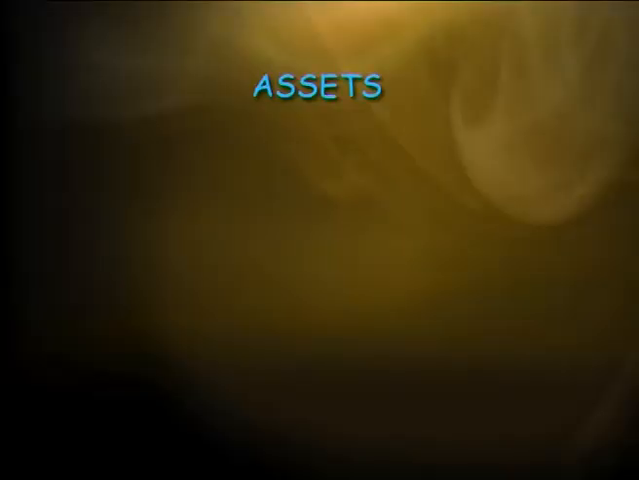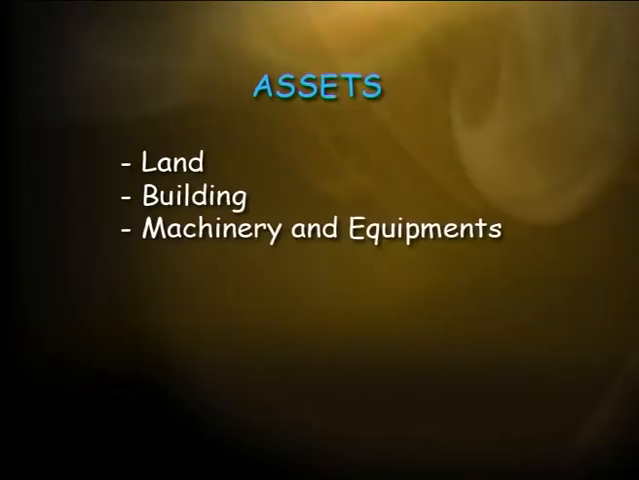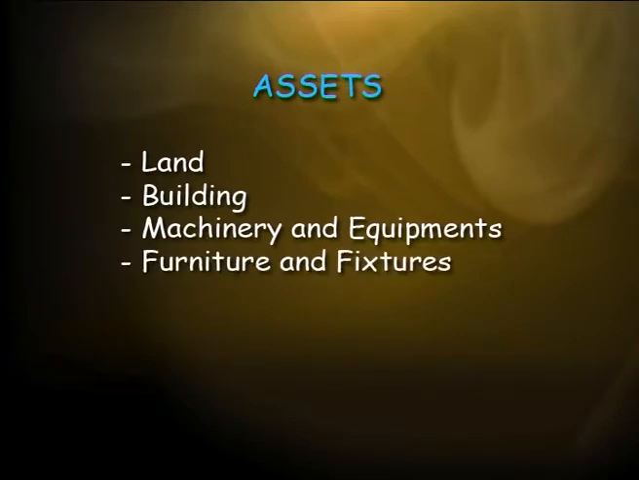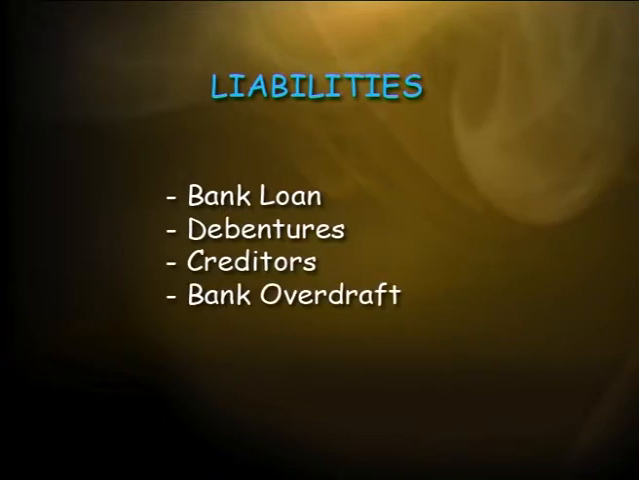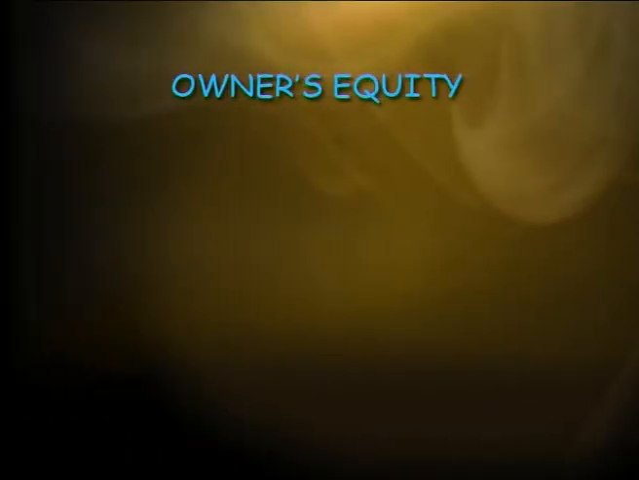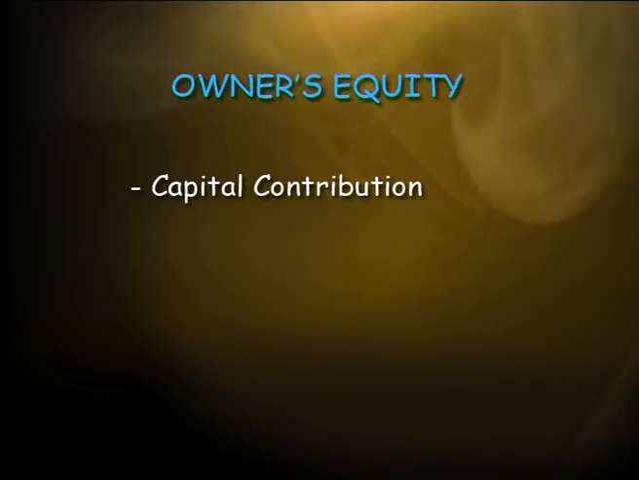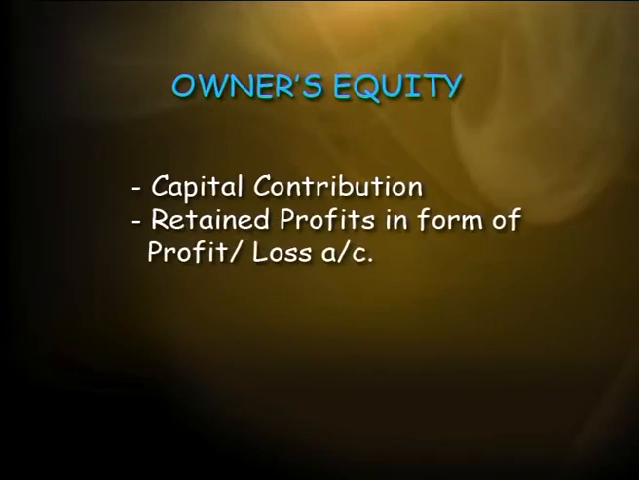Some examples of assets are land, building, machinery, equipment, furniture, cash, bank balance, debtors, etc. While some examples of liabilities are bank loan, debentures, creditors, bank overdraft, outstanding expenses, etc. Similarly, some examples of owner's equity are capital contribution, retained profits in the form of profit or loss, general reserve, etc.